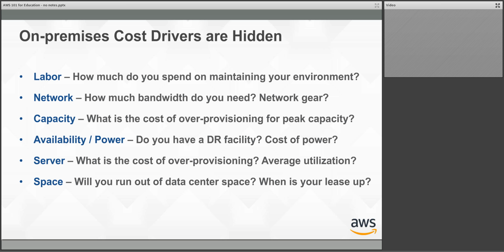Another cost driver that's usually hidden is capacity. What is the cost of over-provisioning for peak capacity, or the cost of under-provisioning, aka having an outage? Another cost driver that's hidden is power and availability. How much work is needed to keep power and availability to a data center or a network closet? What are all the pieces that need to go into it, the capital expenditure, the ongoing maintenance of UPS batteries and other resources? And finally, space. What happens if you run out of space in the data center or your networking closet?